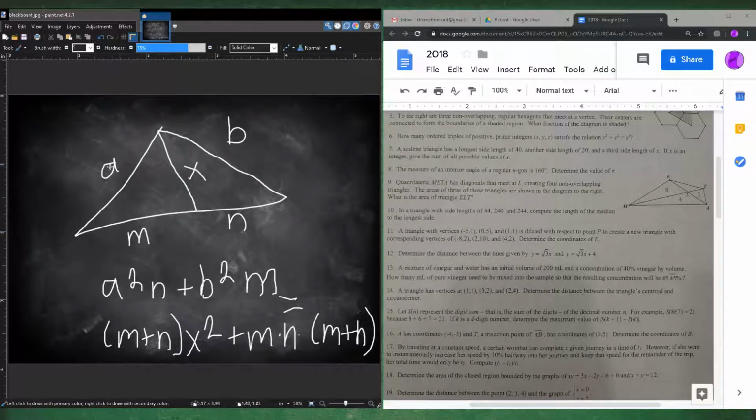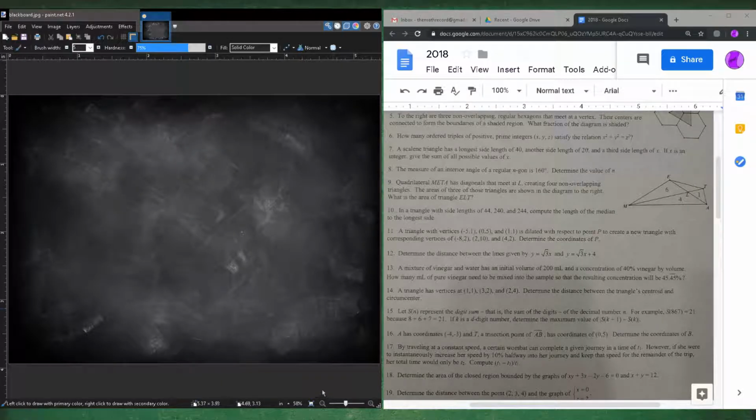Just square one side and then multiply by the opposite, so the N, and then plus B squared and then multiply by the opposite M. And then you basically just have to memorize this portion. If you do it a bunch of times, it's just ingrained into your memory. It's really easy. So using that formula works for anything. It doesn't even have to make a median. It just basically has to be a side length that separates two side lengths M and N.